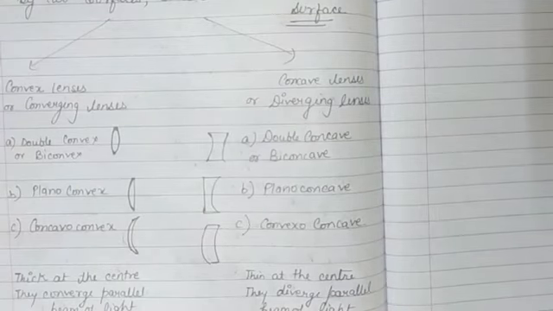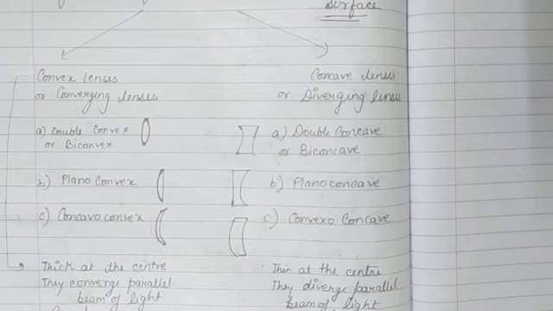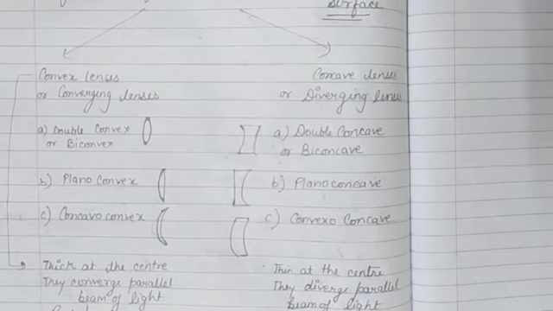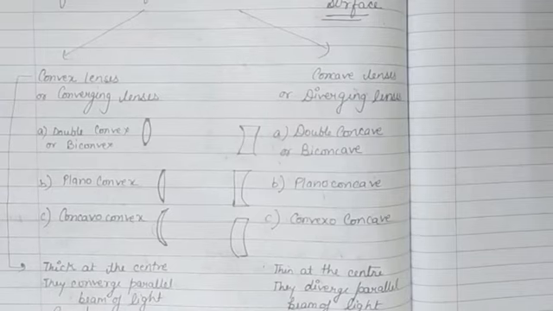If both are concave, then it is called double concave or biconcave lens. So this is the division or type of lenses that we have, and with all these kinds of lenses we can work. Now there are certain terms which we should know before dealing with these lenses. These are the important definitions or terms that we will use a lot while dealing with these lenses. So we'll start with these definitions first.